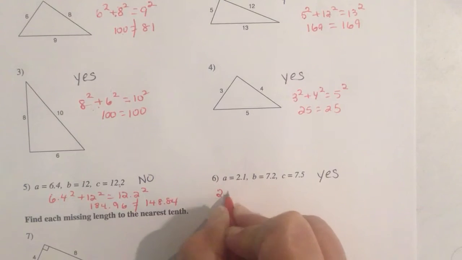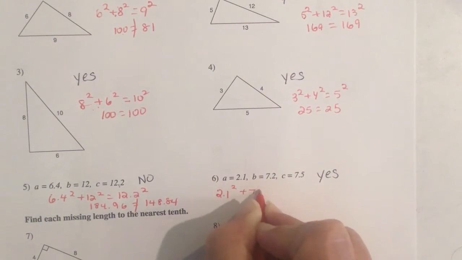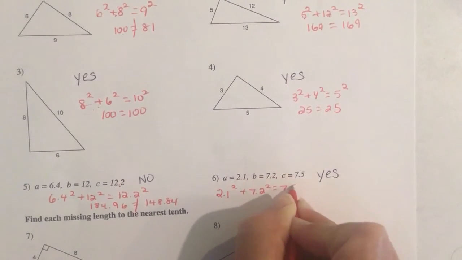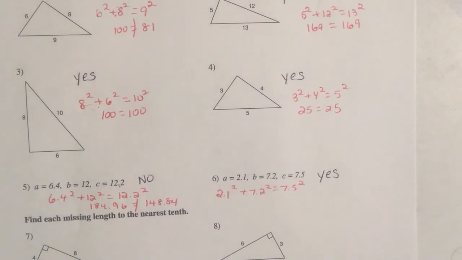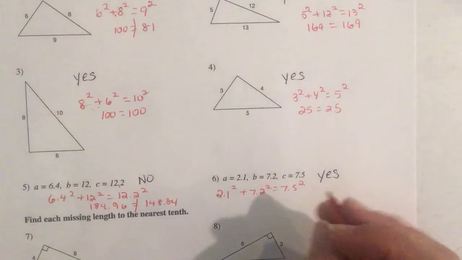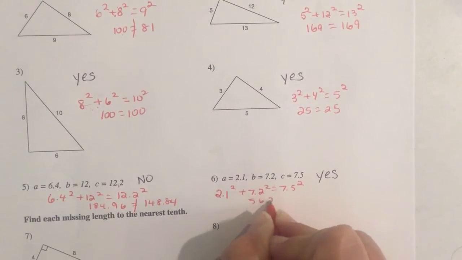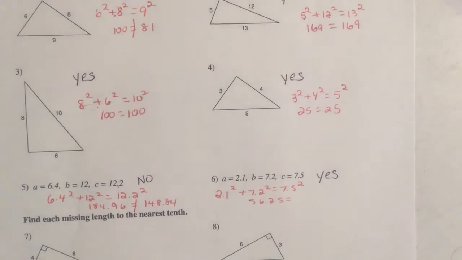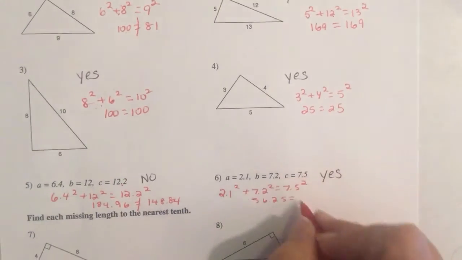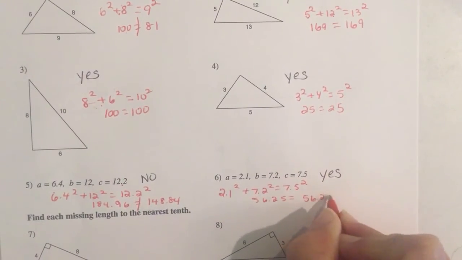Same thing on this one. 2.1 squared added to 7.2 squared must equal 7.5 squared. Putting it into your calculator, you got 56.25. 7.5 squared is also 56.25.